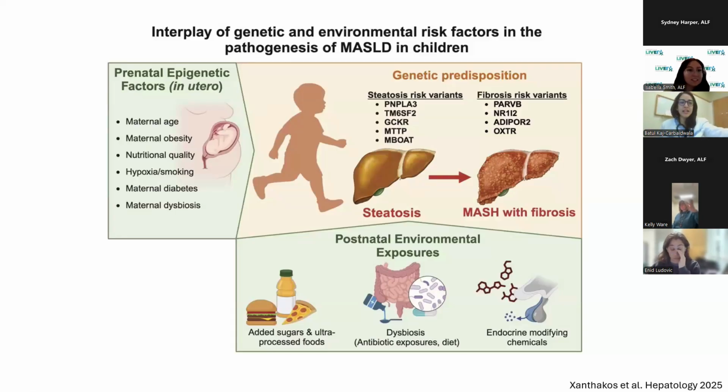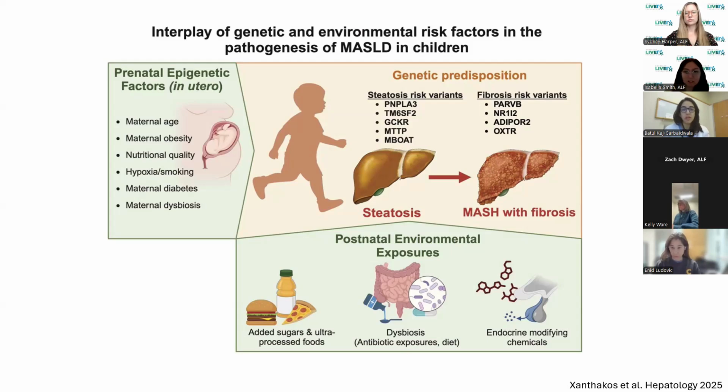Okay, so prenatal and epigenetic factors, these are factors in utero usually that are affecting the fetus. Some of the things that have been linked to the development of MASLD in children are advancing maternal age, maternal obesity, the quality of the nutrition of the mother, hypoxia and smoking in the mother, diabetes, and intestinal dysbiosis, which is an imbalance in the microbiome of the mother. These are some things that have been linked to the development and progression of MASLD. There are definitely some genetic variants that seem to contribute to a worse outcome.